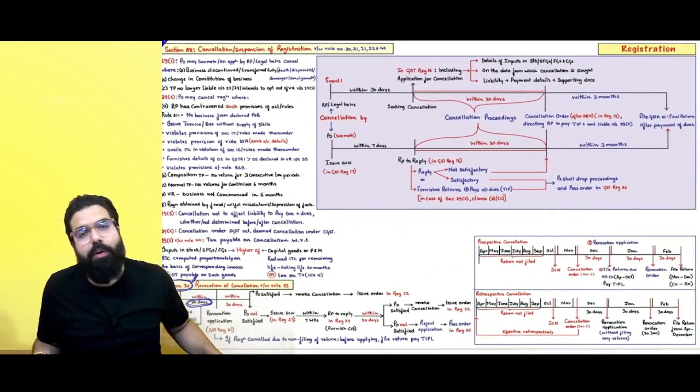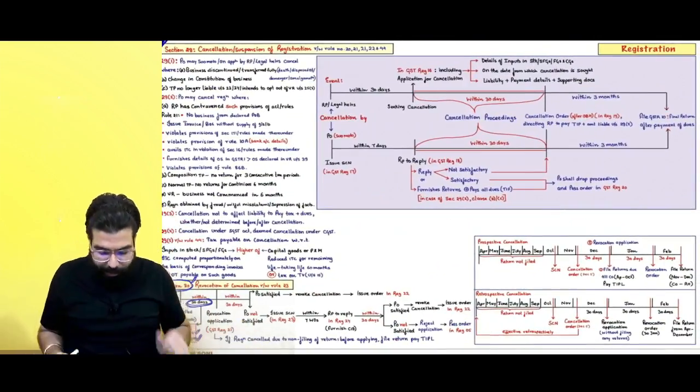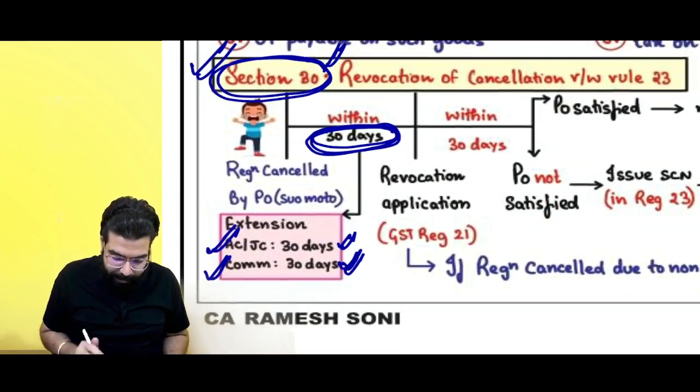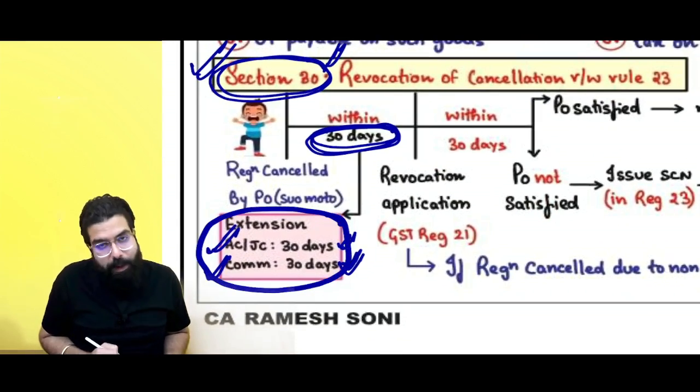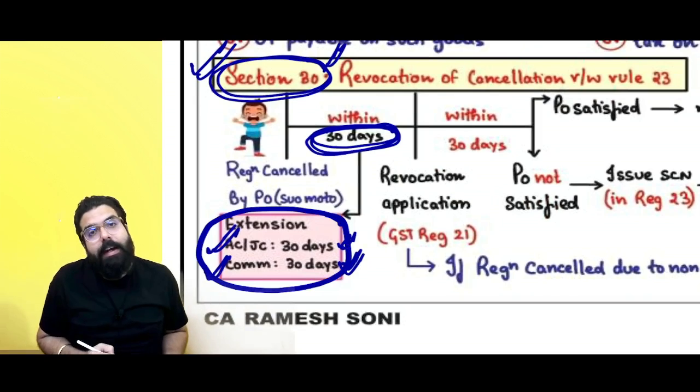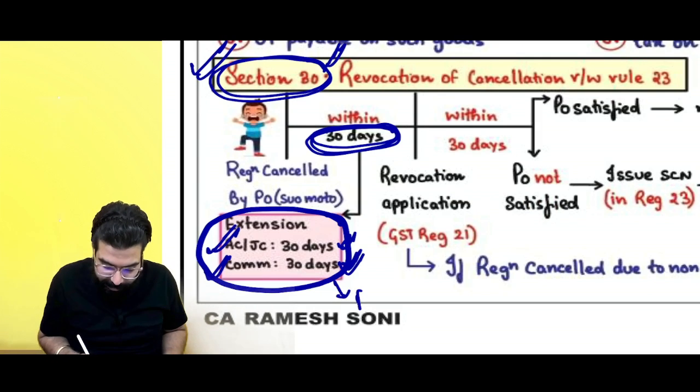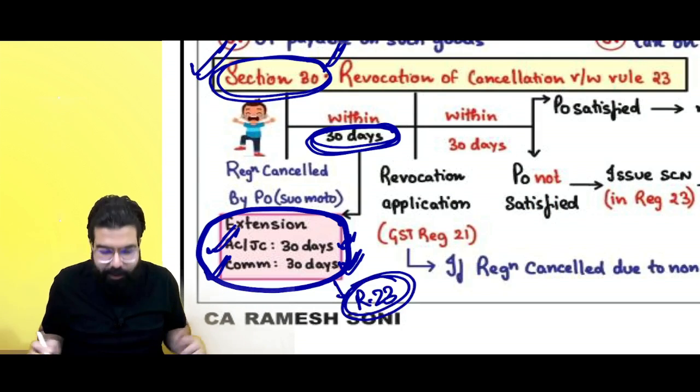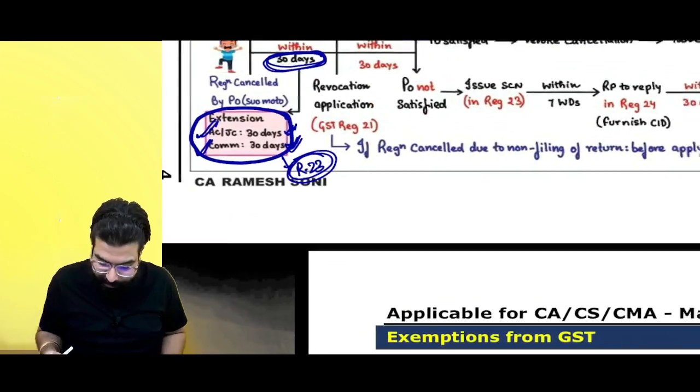If you have my chart book version 2, then you can make this change. Basically, what was happening was this time limit was allowed by section number 30. Now, this same change has been incorporated in rule number 23. So, sir, what is the change? No change. Let's go ahead, everyone.